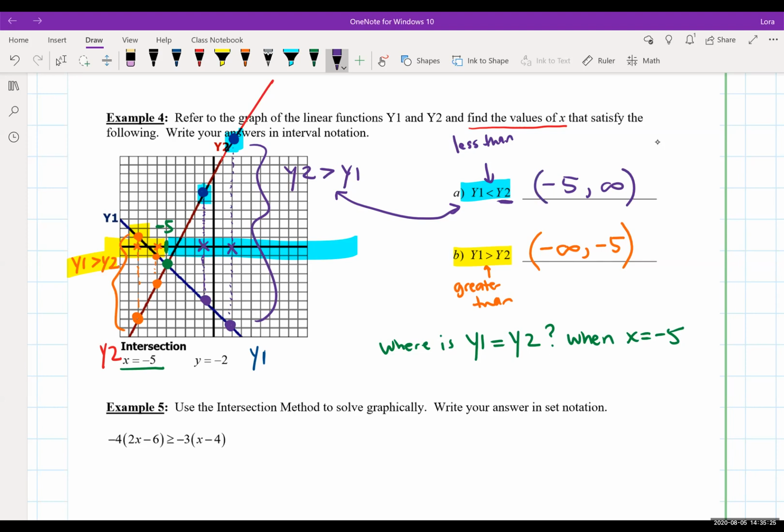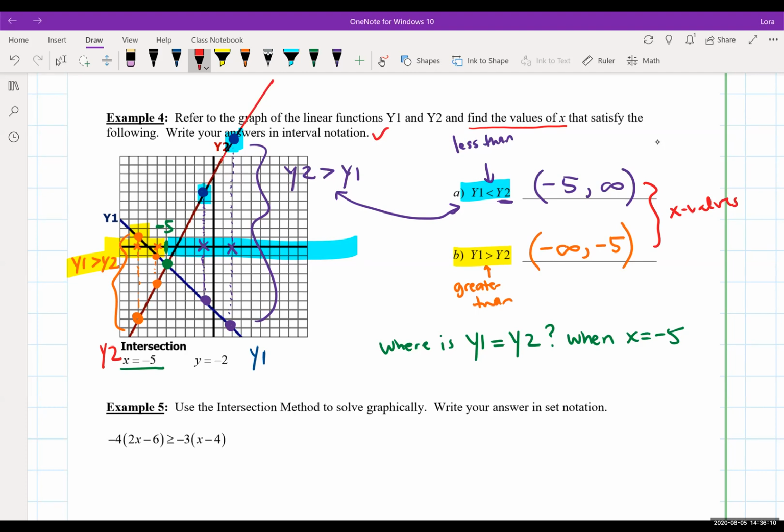So we feel pretty good about ourselves. We answered the question. Before you move on to the next question or press that submit button on your test, always double check the directions. We are referring to the graph of the linear functions y1 and y2, and we are finding the values of x that satisfy the inequalities. So the inequalities are describing what's happening to the y values, and these are describing what happens to the x values. So I'm feeling pretty good about that. Cool. And then just make sure it's asking us to write our answers in interval notation, and it looks like we did that, so we are good to go.